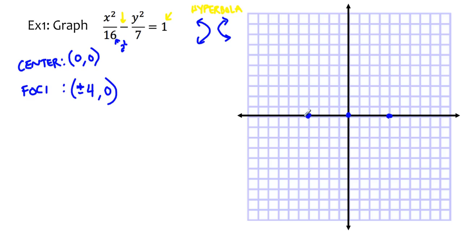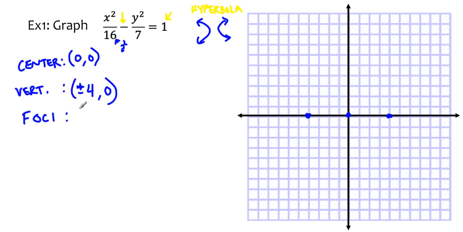Actually, what I just plotted was the vertices. Excuse me. So let's go back. So that's the vertices. Let's change that. So I did things a little bit out of order. No big deal. All right, so those were our vertices. Now let's find our focus points.